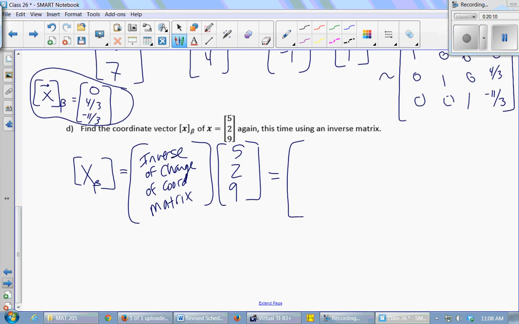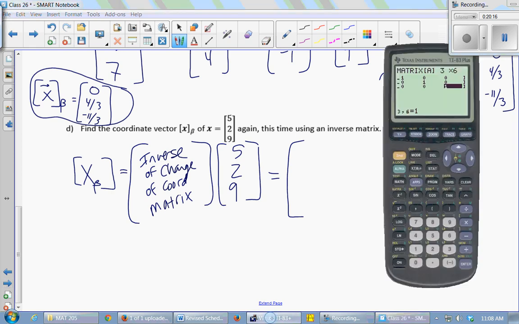Did you get an inverse matrix for this? Oh, okay. Mine's ready to go. So, matrix, RREF, matrix A.